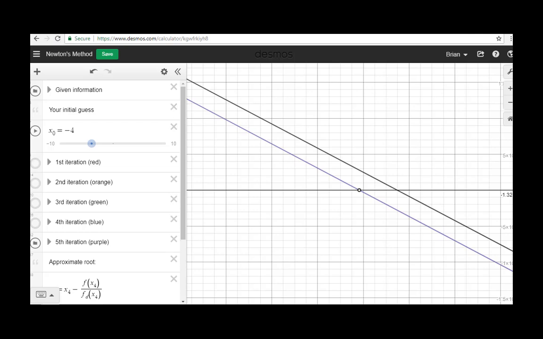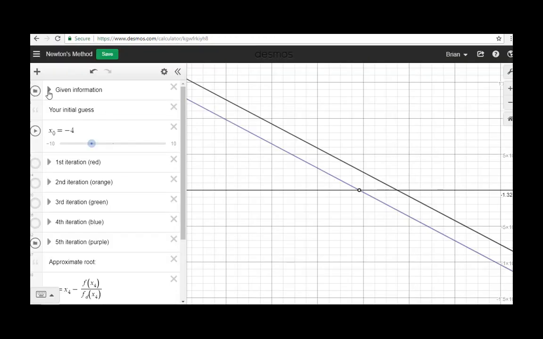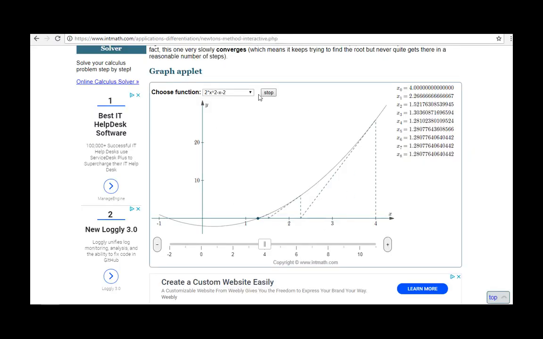Now, there's another really cool applet that I found, and it is at interactivemath.com, right? intmath.com. Now, Desmos actually allows me to type in any equation that I want and look at the iterations. This applet doesn't. It's got some built-in functions, and it's just meant to be exploratory. And we can see that in this exploration, we're looking at really the same thing that we saw in Desmos.